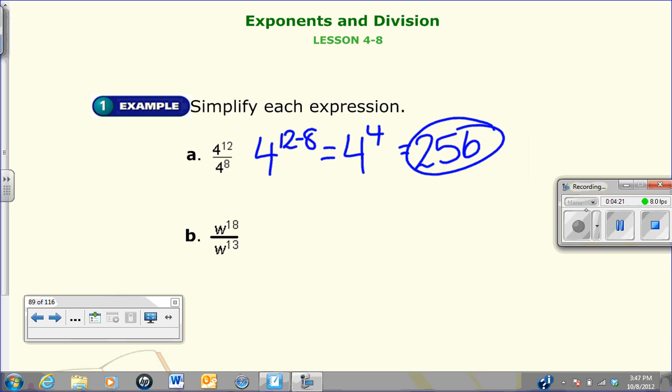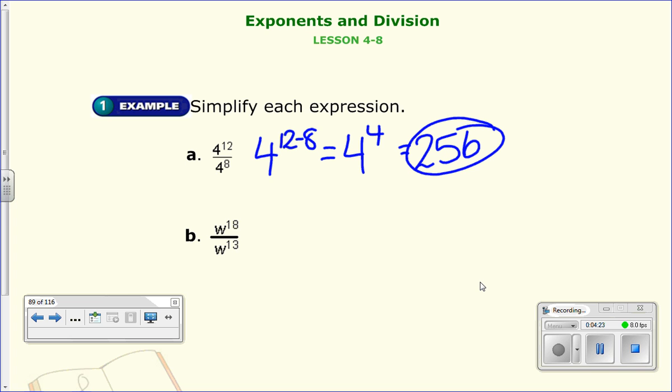Now B is a little bit different because this time we don't have just numbers. We actually have variables. But it works the same way. You keep the base the same and subtract the exponents. So I want you to use the same rule and solve B. When you're all done, come back and check your answer. Go ahead and solve that one now.